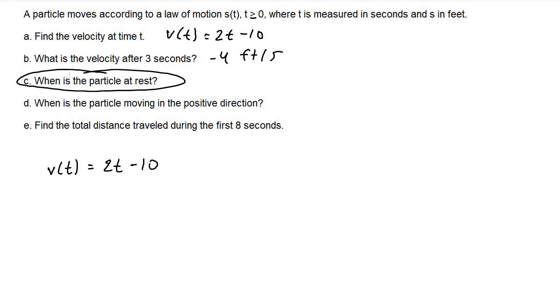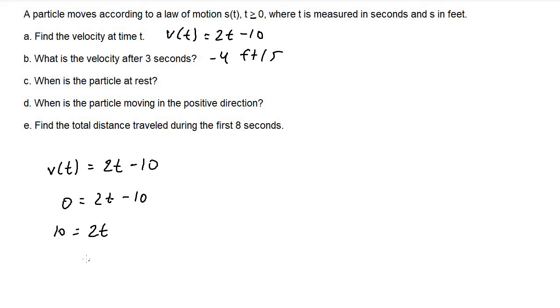So now for part C, we have when is the particle at rest. So when a particle is at rest, obviously it's not moving, so that means the particle is at rest when the velocity is 0. So all we have to do is set the velocity function equal to 0, so we say 0 equals 2t minus 10, and we solve for t. So then 2t equals, we add over the 10, and then t is equal to 10 over 2, or 5. So at t equals 5, that's when we know the velocity is 0, or when the particle is at rest.